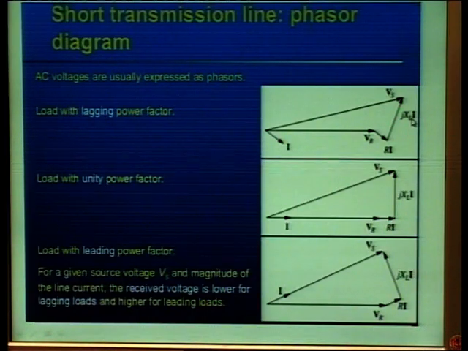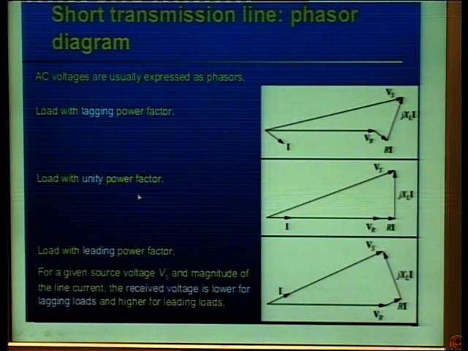Then jXLI is the term which is perpendicular to the IR term. So we have drawn a perpendicular upon this line of IR. So we are getting another vector which is jXLI. So if we add VR, IR and jXLI, we are getting a new vector which is called the Vs vector.